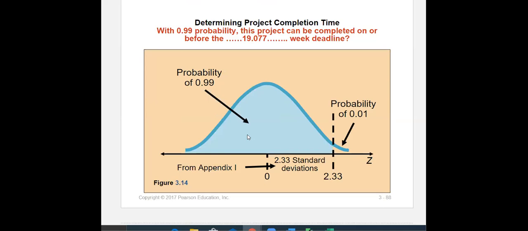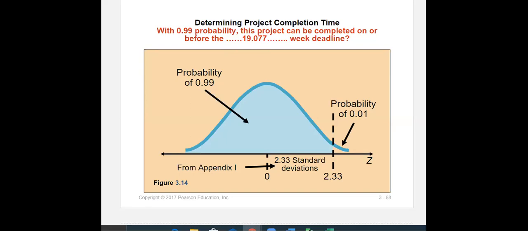This question I'm asking: with 99% probability, this project can be completed on or before how many weeks deadline? So if probability is given and the number of weeks is asked, how would you calculate that? So that's the next question. In here, I'm saying 19.077. Let's first try that on 19.077.